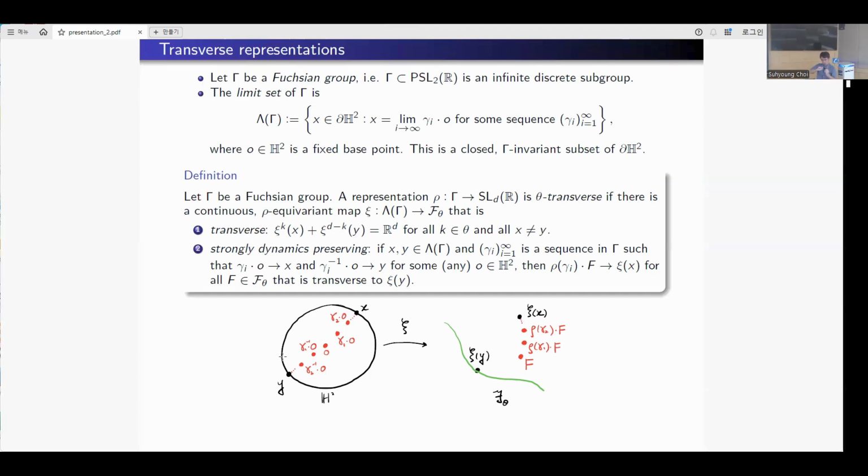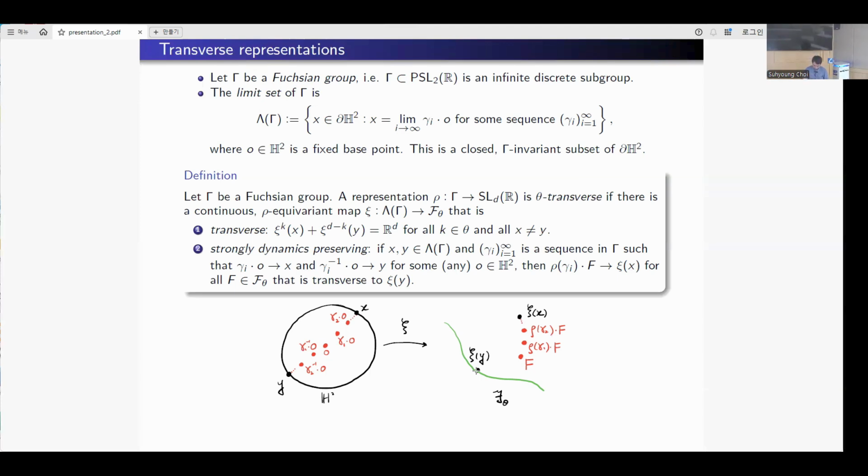And you want your map C to transfer this property into the flag manifold. Now in my flag manifold, I cannot just say not equal to c_y, but as long as you're transverse to c_y, everything must get sucked into c_x when you apply this sequence of group elements. So this is what I call strongly dynamics preserving. Any questions? Okay, so this is the definition.